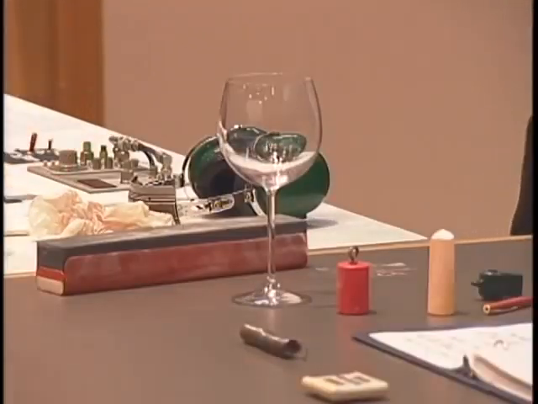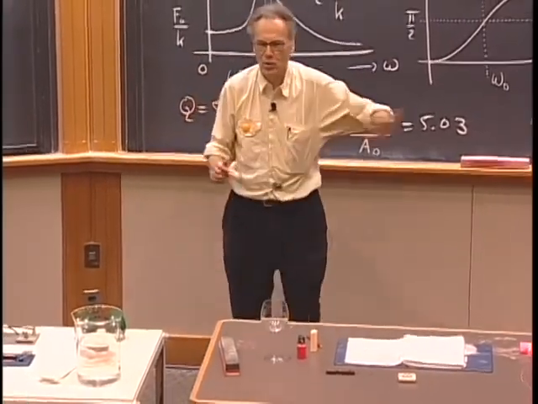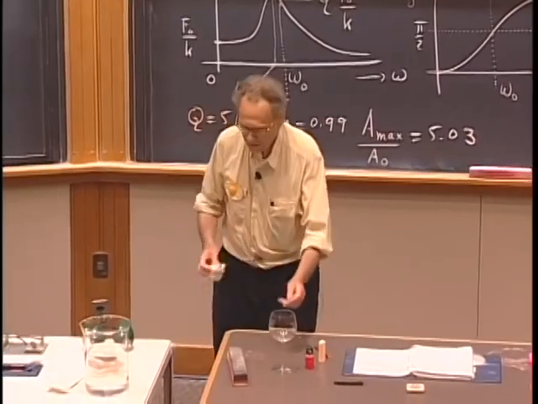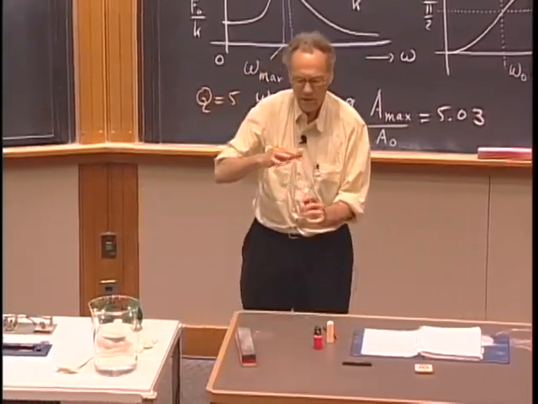But the glass is mean. It just picks out the one, which is its resonance. That's where it builds up a large value for A. It ignores all the others. And that's why I can make it resonate at that particular frequency. Listen to it.